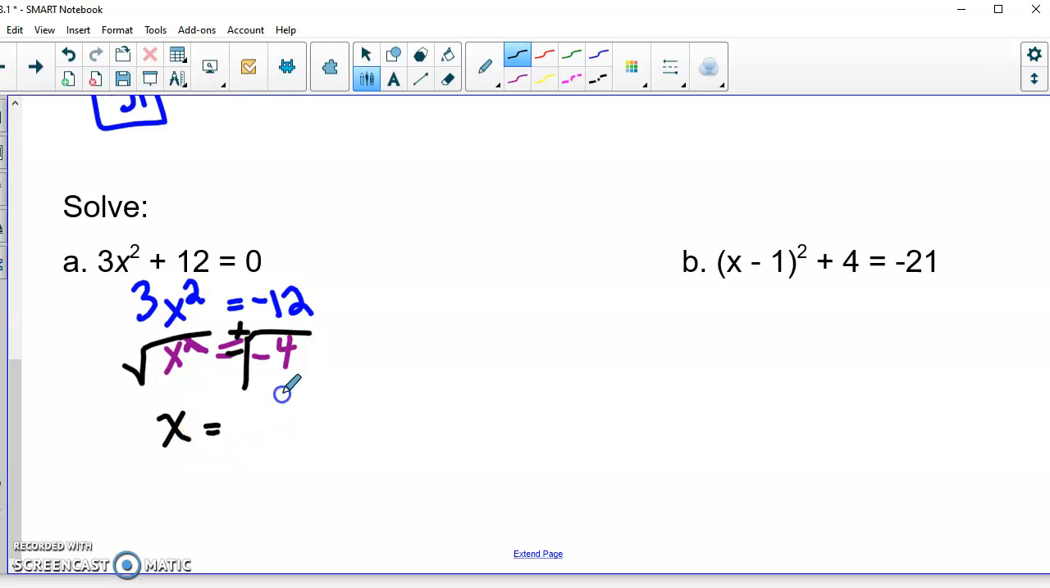The square root of a negative will have an i. So x equals positive and negative square root of negative 4. Well, the square root of 4 is 2. The square root of negative 1 is i.